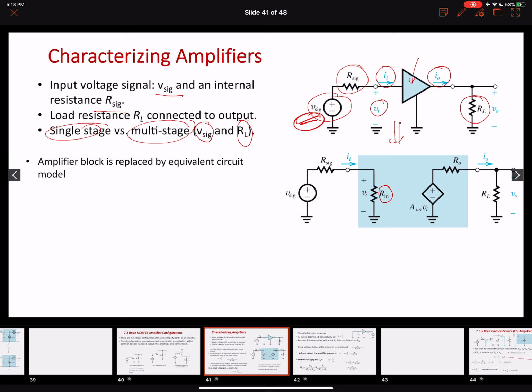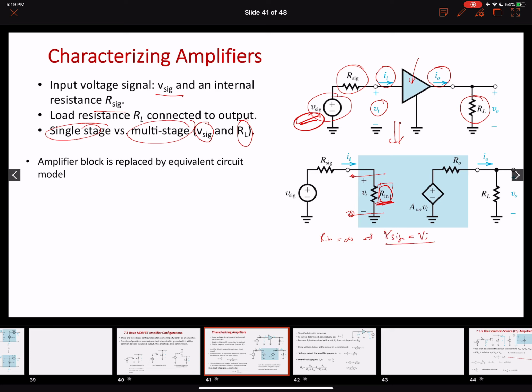loading effect, right? Ideally, we want an amplifier to have an infinite input resistance, and why is that? What is this resistance Rin doing? The input voltage appearing at the input terminal of the amplifier is being dictated by this Rin resistance. If Rin is infinite, then all the voltage drop will appear as is. Our Vi will be equal to Vsig, right? So if Rin is infinite, Vsig equals Vi.